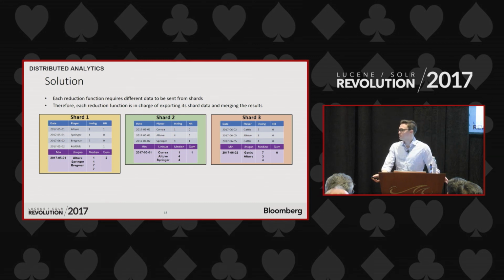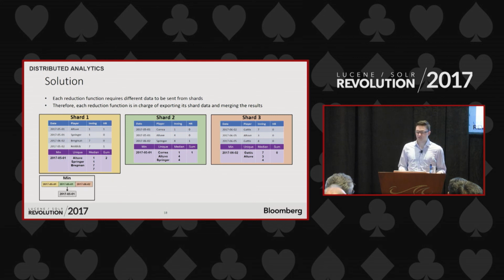Each of these functions will need different pieces of data sent across the shards to the originating node to calculate the overall value. So min is an associative reduction function, so you can just send one piece of data from each shard, which is the minimum of each shard, and then take the minimum of those results. The sum is the same. You take the sum of each shard and take the sum of all of the results on each shard.